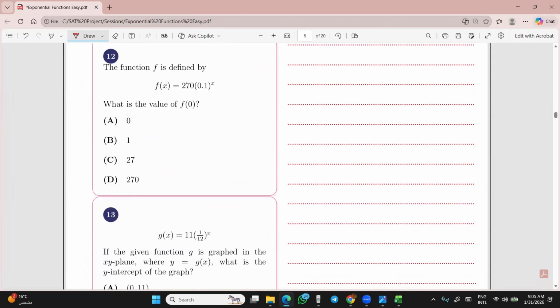Question number 12. The function f is defined by this. What is f of 0? F of x is replaced by f of 0, which means that x is replaced with 0. You have to do the same on the right side. So 270 times 0.1 to the power of 0. And of course, anything raised to the power of 0 is equal to 1. So 270 times 1, which is equal to 270.